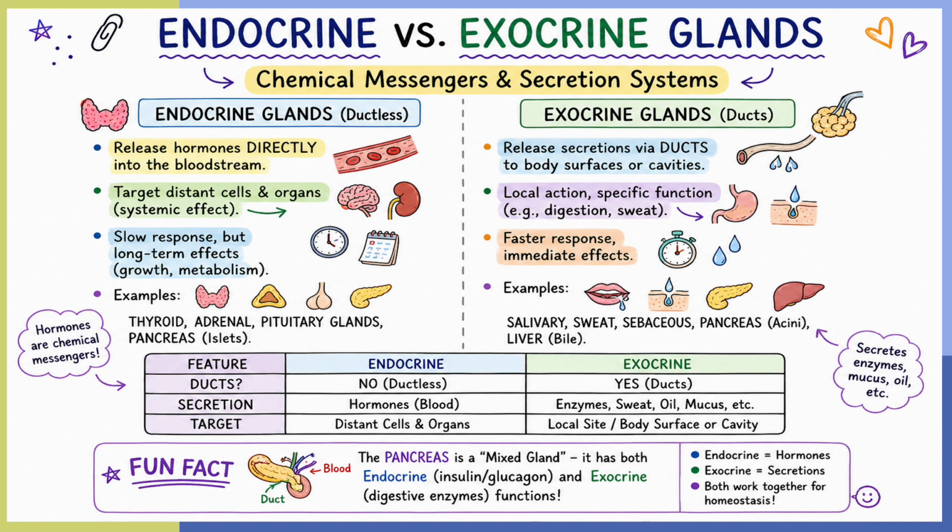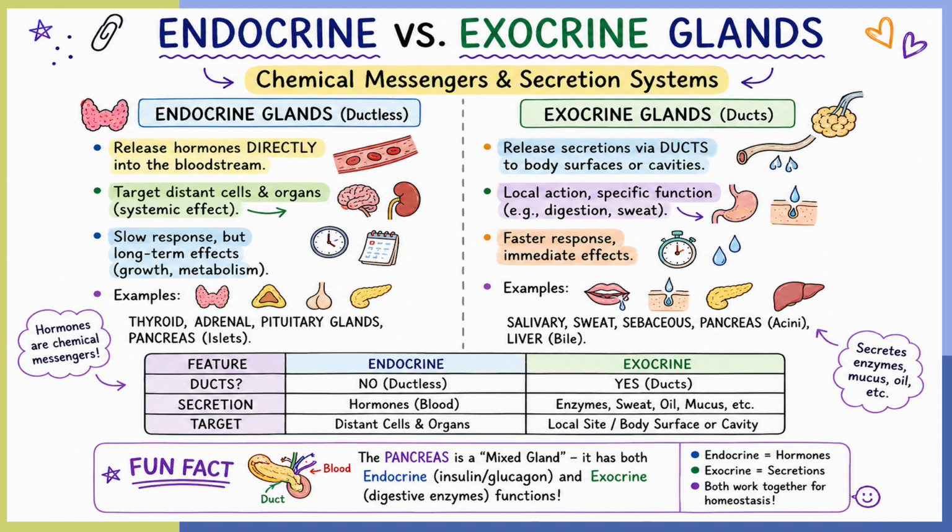Now, examples of exocrine glands include the salivary glands, sweat glands, sebaceous glands, and the exocrine portion of the pancreas that produces digestive enzymes. Now, one way to remember this difference is that endocrine glands secrete hormones into the blood, and exocrine glands secrete substances through ducts. An important exception is the pancreas, which is considered a mixed gland, right? Because it has both endocrine and exocrine functions. The endocrine portion releases insulin and glucagon into the bloodstream to regulate blood glucose levels, while the exocrine portion secretes digestive enzymes into the small intestine through ducts.